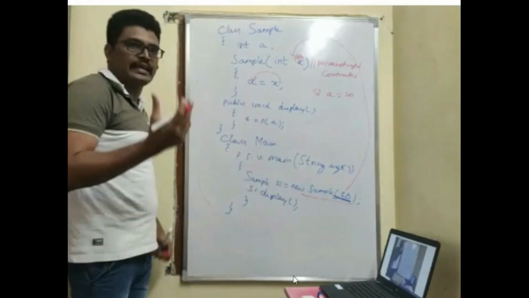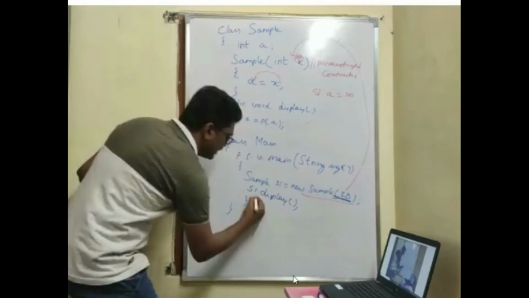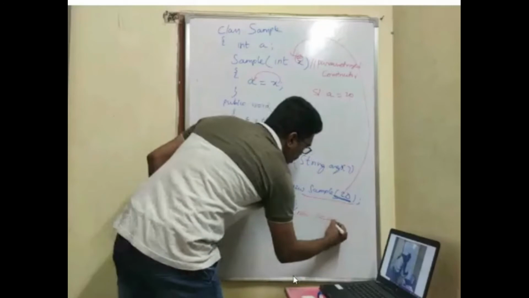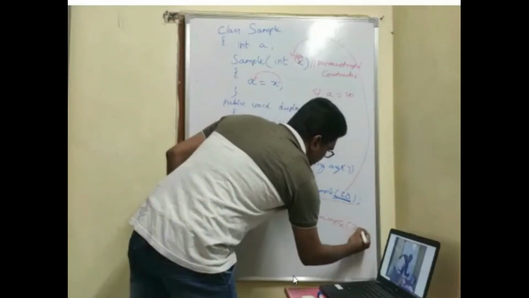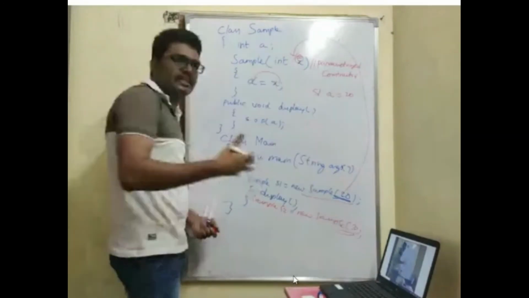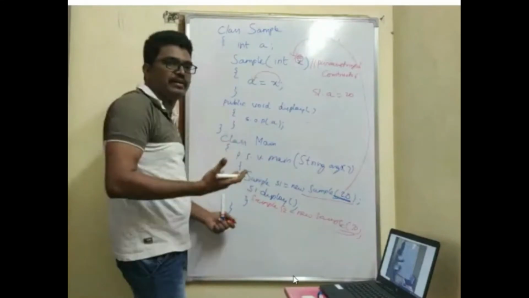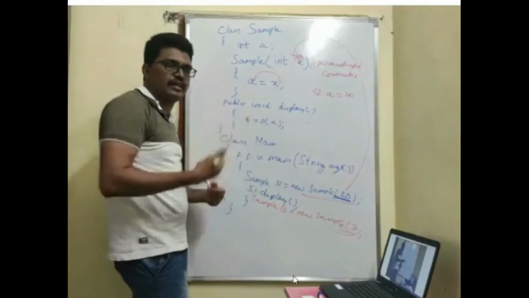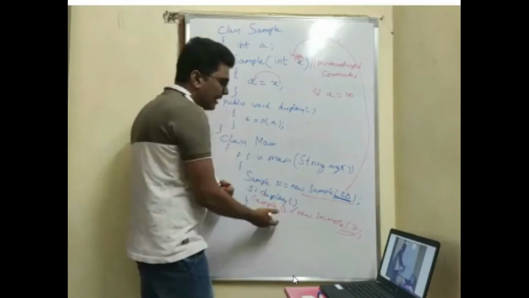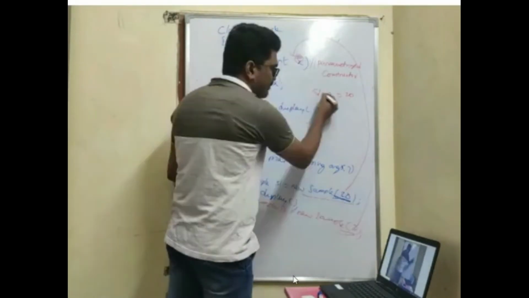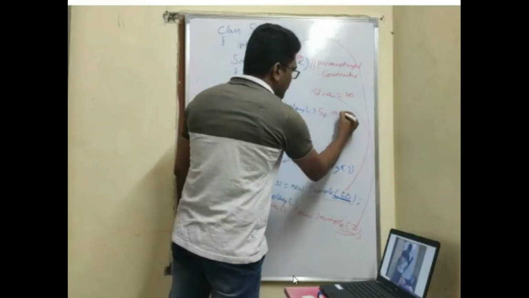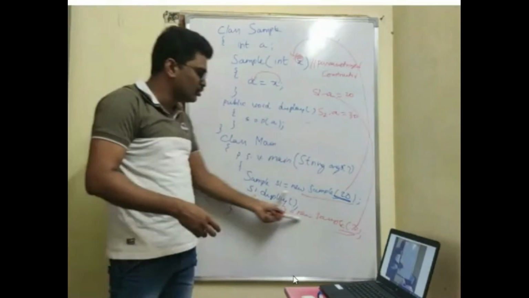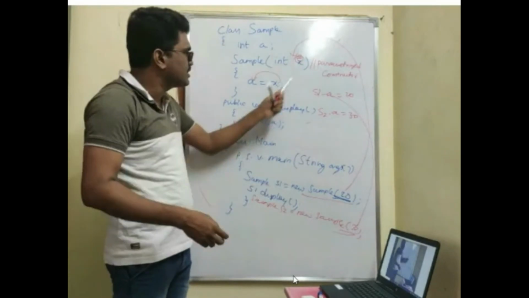What is the main advantage of this one? I can create one more object. Sample s2 is equal to new Sample(30). For each and every object, I can pass different values. With a default constructor, we don't have such a facility. If you use a default constructor for all the objects, the same value gets stored. If you use a parameterized constructor, you can modify the value. So now s2.a will be 30.